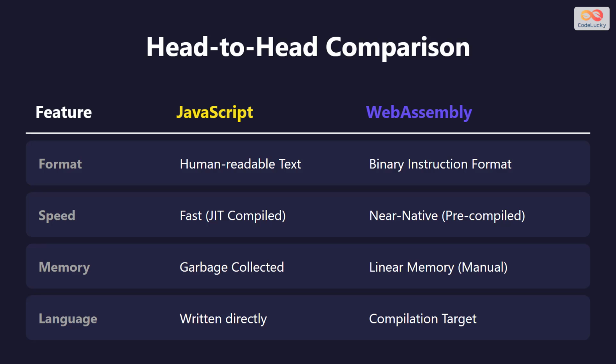Let's compare them side by side. JavaScript is human-readable text, while WebAssembly is binary machine code. JavaScript is fast enough for most things, but WebAssembly is optimized for heavy computation. Also, while JavaScript manages memory automatically, WebAssembly gives developers manual control, which is harder to do but much more efficient.